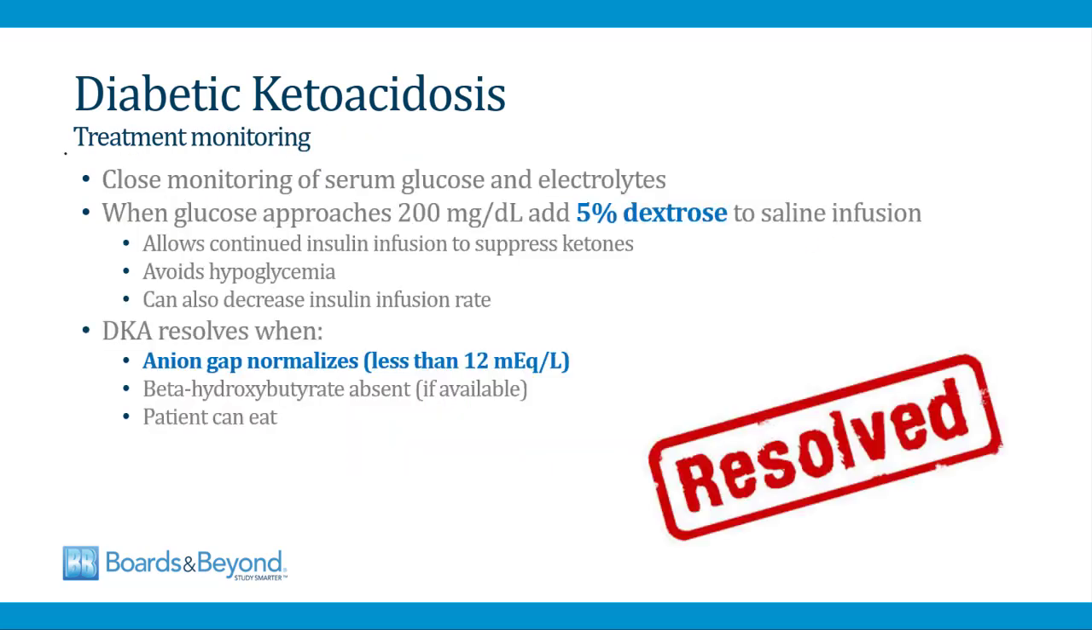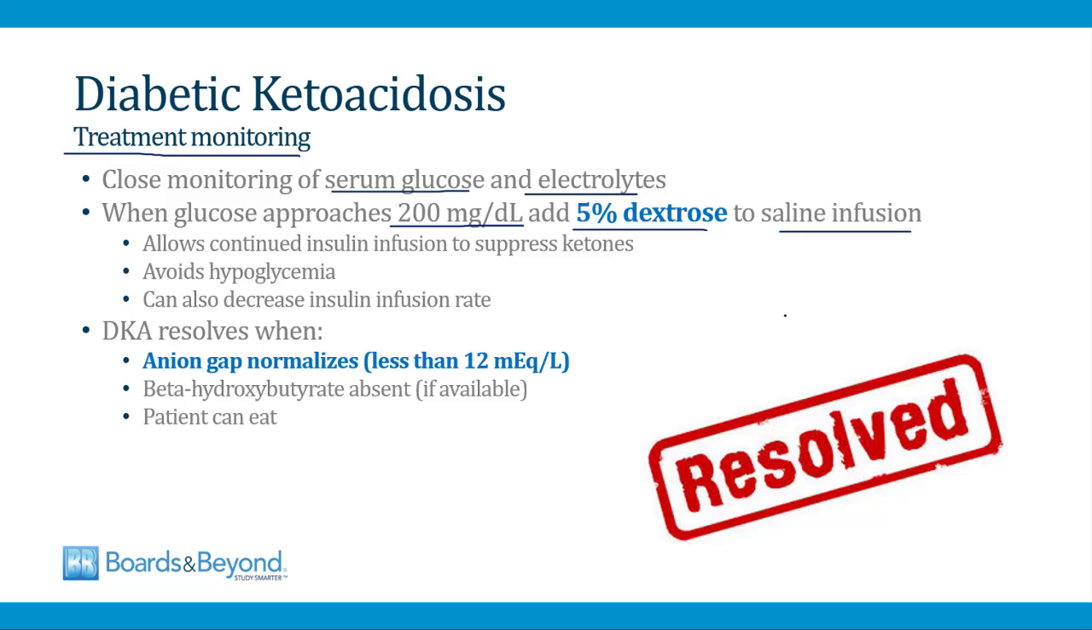Now let's talk about how you monitor treatment in a patient with DKA. So when the patient presents, you begin treatment with intravenous fluids and insulin, and after that you closely monitor the serum glucose and electrolytes. When the glucose value approaches 200, which is very close to the normal range, at that point you need to add 5% dextrose to the saline infusion.